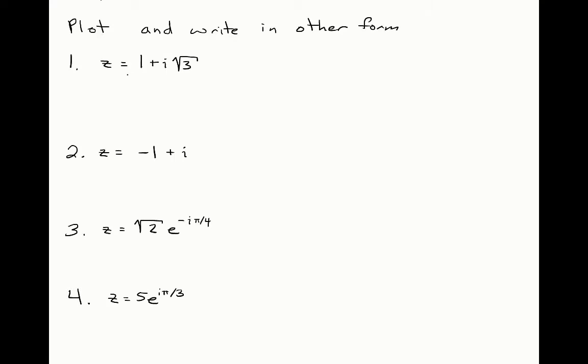Okay, let's start by plotting this one. So we're just going to sketch a plot. So this one is at 1 in the horizontal and square root of 3 in the vertical. Now let's find the magnitude. That's just 1 plus 3. So it gives us 2. Then we need to find the angle.